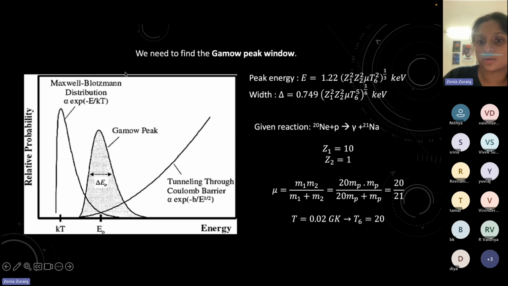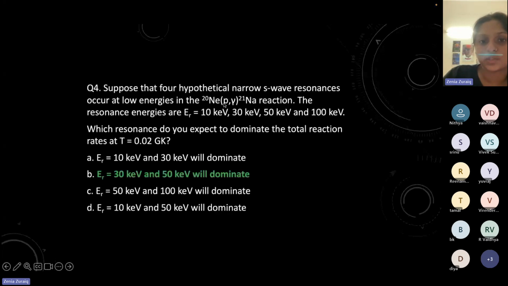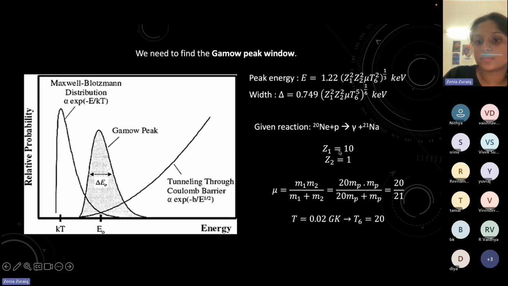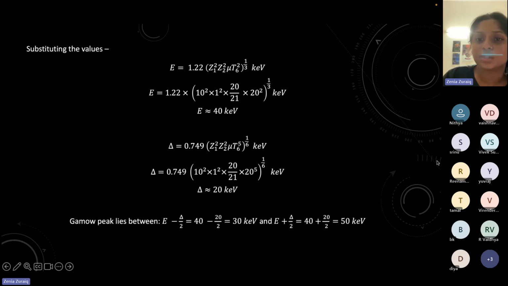This is the reaction which is given to us. Sorry, I'm saying neon. Neon reacting with a proton to give sodium, with the release of energy. You can see here Z1 is 10 because neon has atomic number 10. For the proton, Z2 is of course 1. You need the reduced mass, which is 20 by 21, and T we have to represent in terms of T6 because that's what's in our formula. So 0.02 gigakelvin is 20 million Kelvin. If you substitute all these values, you will find that the peak energy comes to be around 40 keV, actually 38 point something, and the delta comes to be around 20 keV.